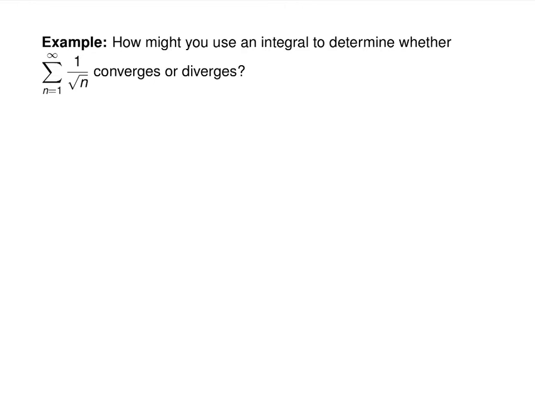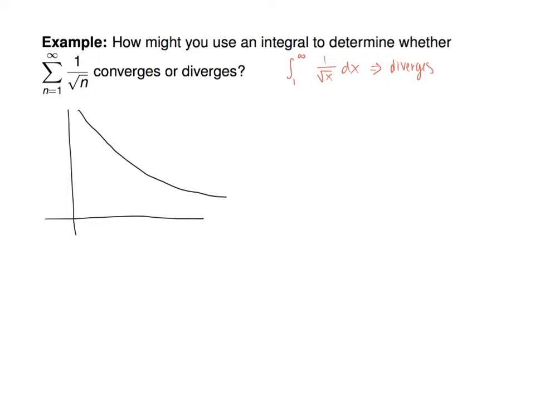Okay, how about this one? What's your suspicion? If I had given you the integral from 1 to infinity of 1 over root x dx, do you remember what that does? It's a converge, diverge, it's one of those P things. Diverges. This diverges. Okay, so the picture of 1 over root n looks awfully similar, right? It doesn't decrease as quickly as 1 over x squared does.